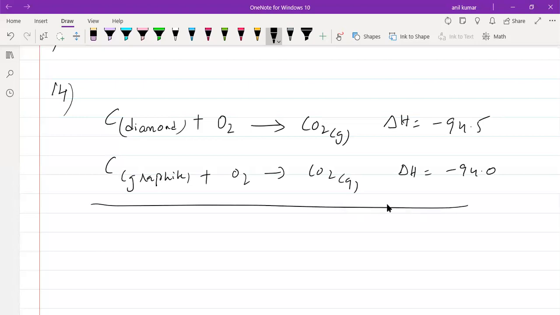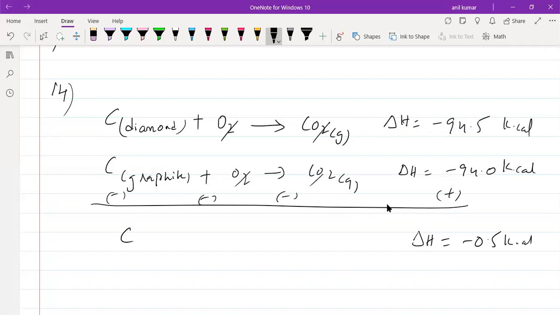When you do subtraction, what are you going to get here? O2 is going to get cancelled. CO2 is also going to get cancelled. And here how much are you going to get? Delta H is equal to minus 0.5 kilocalories, you are going to get, students.